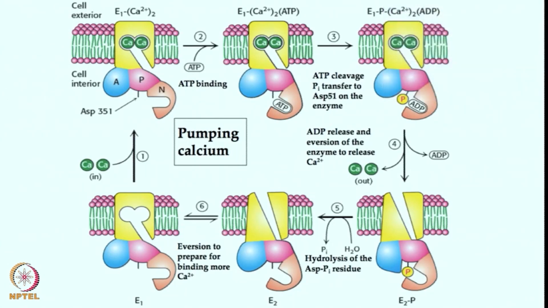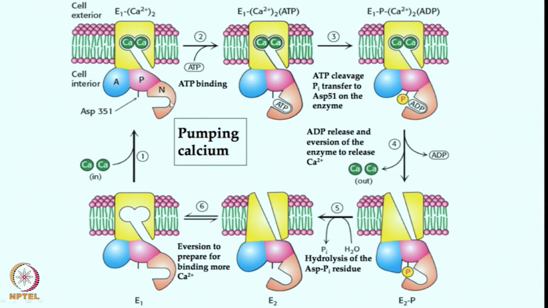There is a similar pump for calcium also. Of course, you can call it the calcium pump. This is the cell exterior and this is the cell interior. Overall, you have aspartate 351, which is the ATP binding site. ATP binds over there in the pocket and calcium gets into this cavity, wherein ATP cleavage and the phosphoryl transfer to aspartate 351 on the enzyme happen.